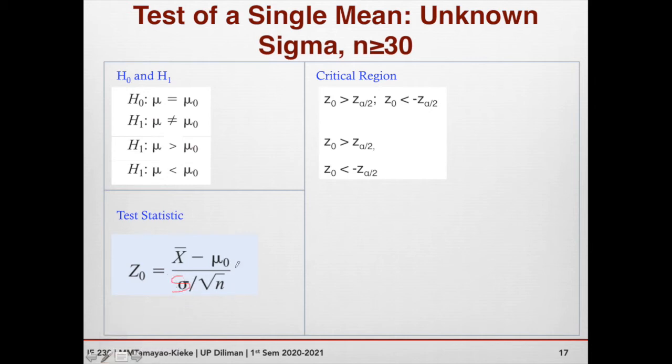S over square root of n. X bar minus mu naught all over S over square root of n. That is your Z statistic. And this should be alpha. Alpha, right?